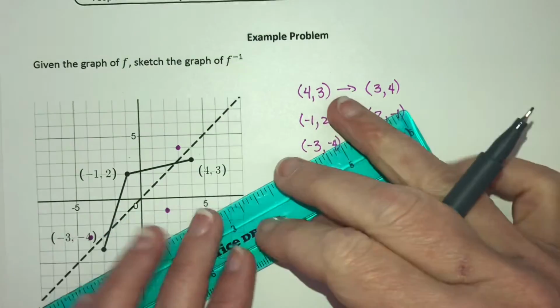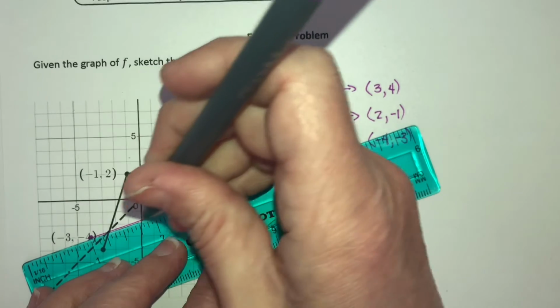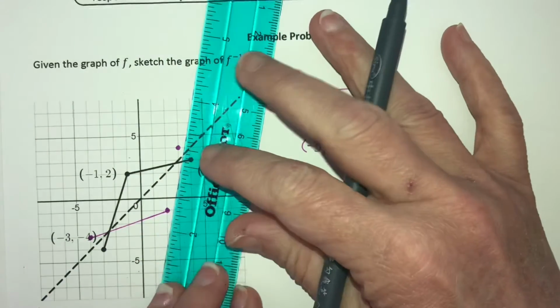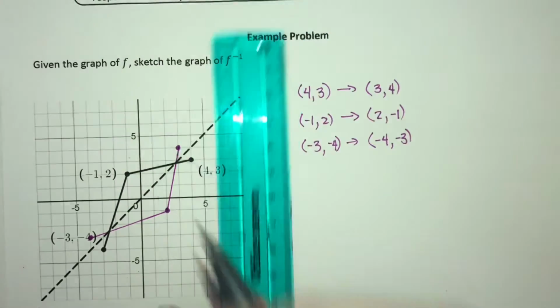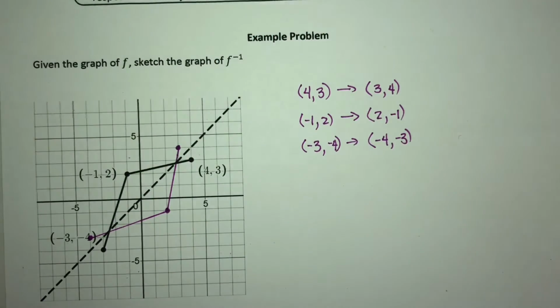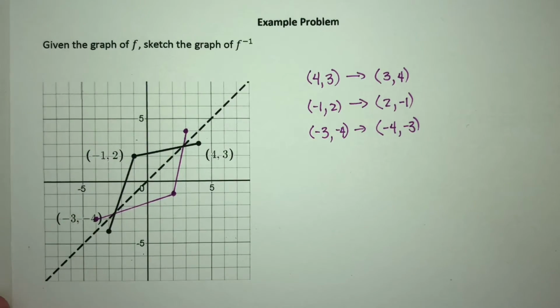And then you connect your points, and you will have your graph. Notice that the graph of the inverse is also a function. It would also pass a vertical line test.